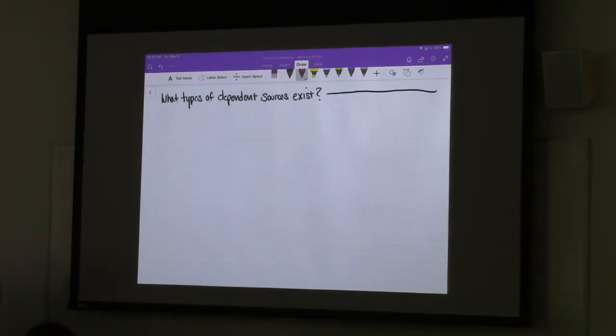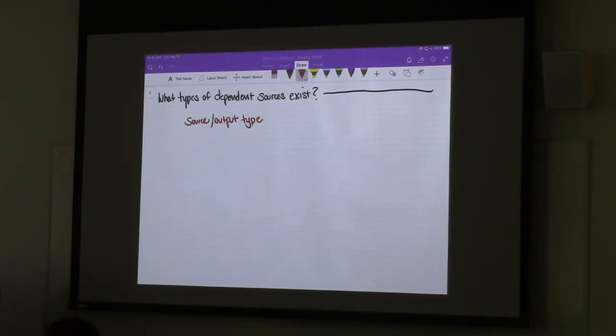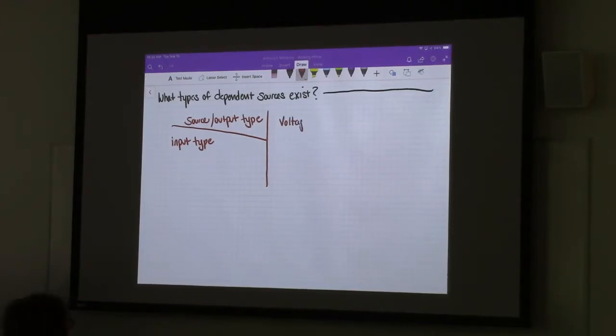So there are 4 different types, like we just said. There is the source type and the input type, 2 different things that we have to worry about. So we have the source or the output type, meaning what does it generate. And then we have the input type. In other words, what is it dependent on? So we have the voltage source, and we have the current source.